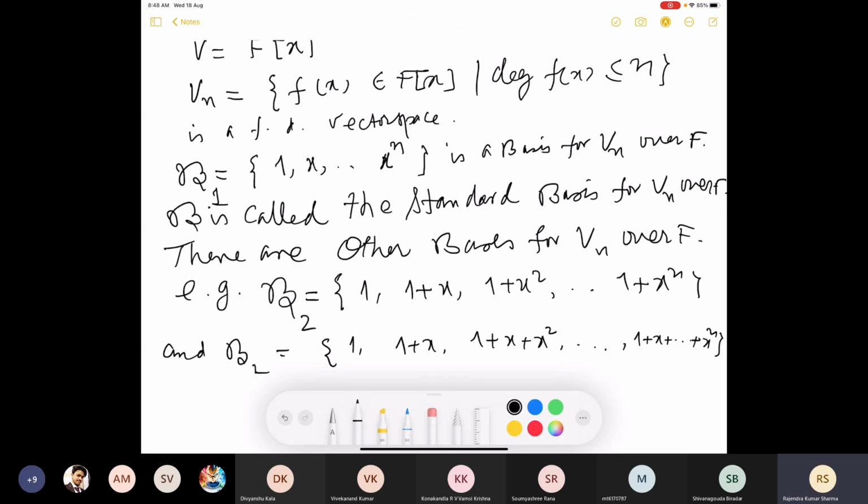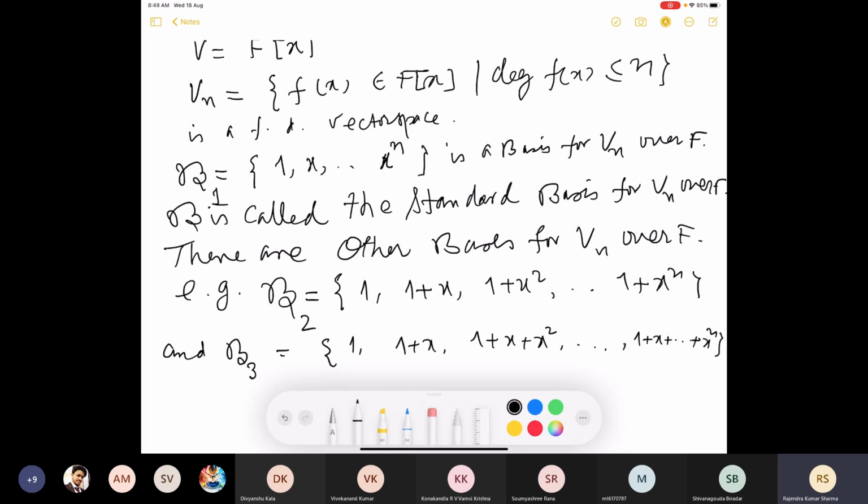So these are also bases. You can prove that B2, B3 are also bases for this. However, B1 is called the standard. Here also, what you can observe is that each of B1, B2, B3 has the same number of elements, namely n plus 1 elements.